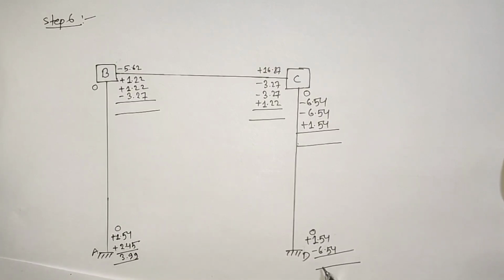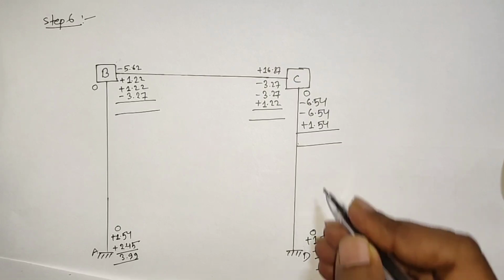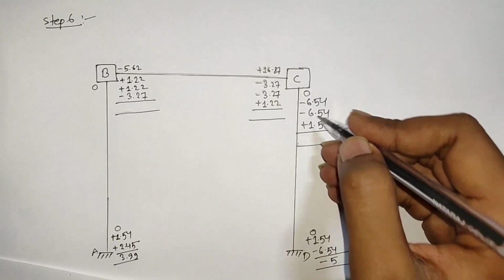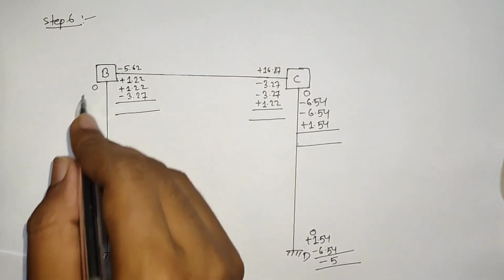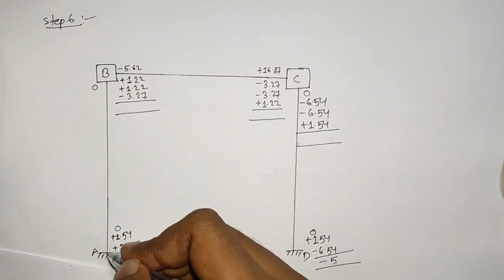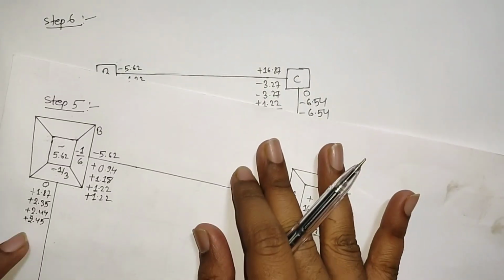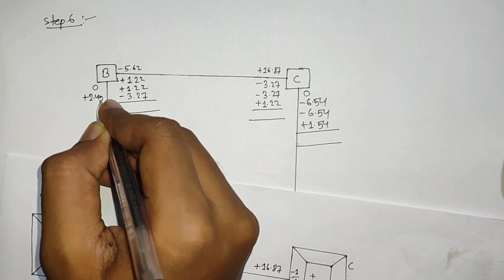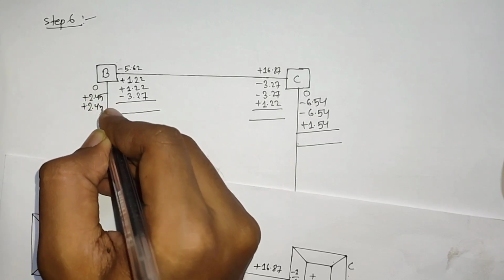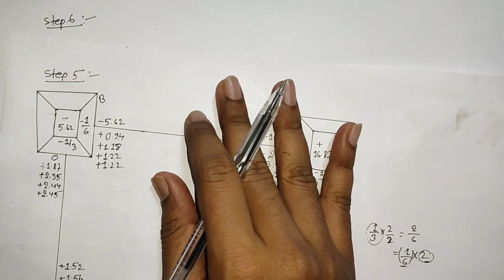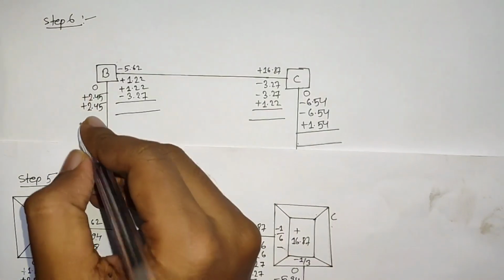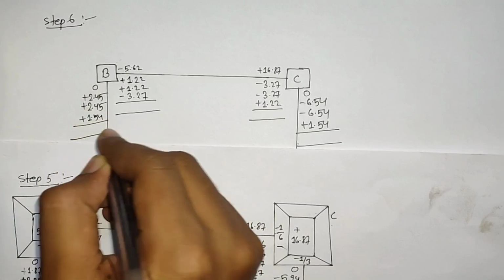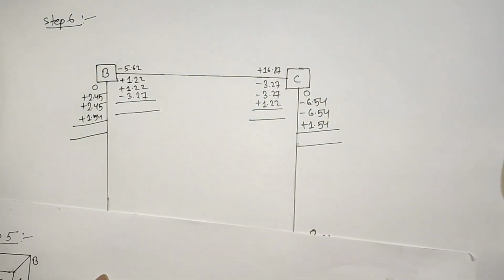This will be minus 5. I will just calculate it and then let you know. Here the fixed moment is 0, and the moment at the nearer end is 2.45, which will be taken twice, so positive 2.45 positive 2.45, and the moment at the farther end is 1.54, so positive 1.54. Now add these values.